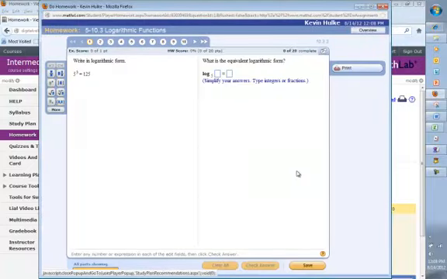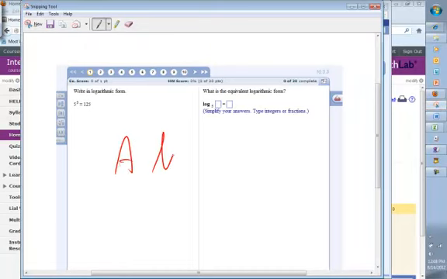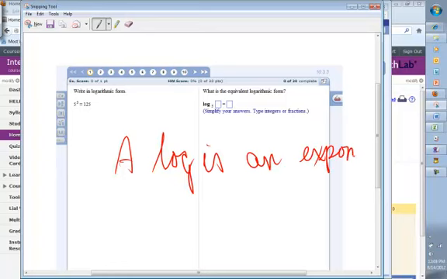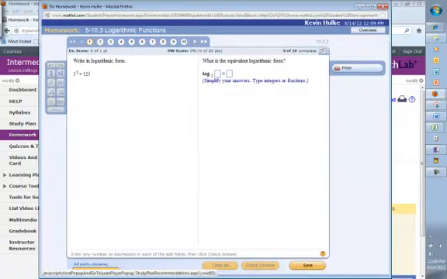Rewrite in logarithmic form. Now, the important thing to remember is a logarithm is an exponent. So this is the base, this is the answer, this is the exponent. So we would write log base 5 of 125 is 3. In other words, what do you raise 5 to get 125? You raise it to the third power.